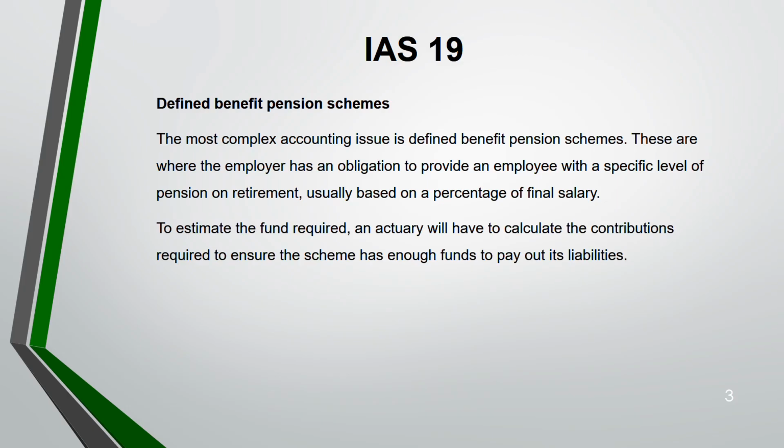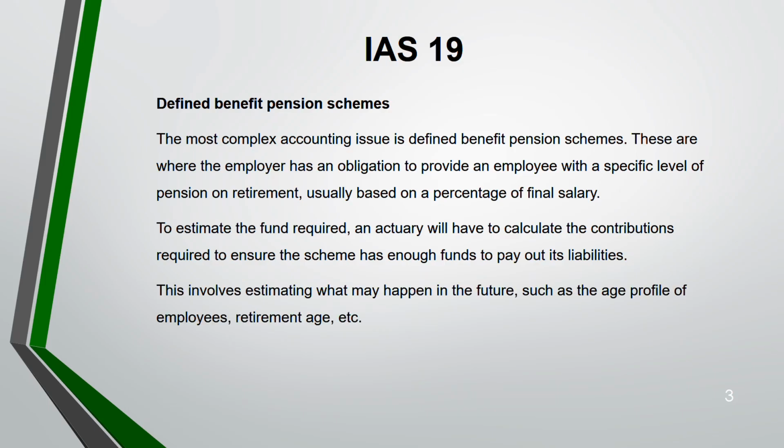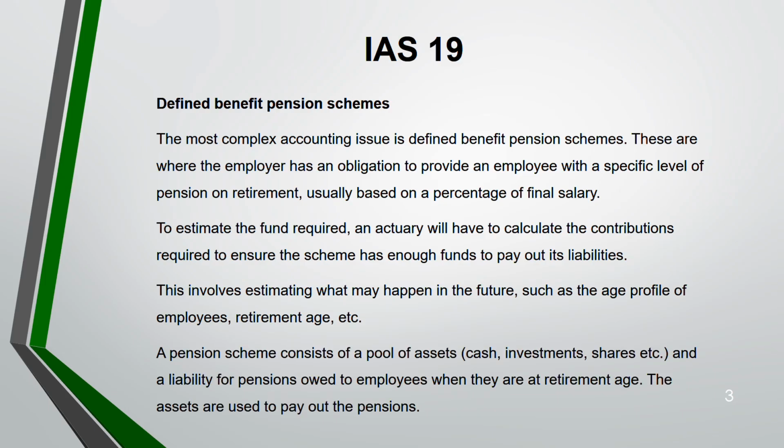To estimate the fund required, an actuary will have to calculate the contribution that is required to ensure that the scheme will have enough funds to pay out its liabilities. This involves estimating what may happen in the future, such as the age profile of employees, retirement age, etc. A pension scheme consists of a pool of assets, could be cash, investments or shares, and a liability for pensions owed to employees when they are at retirement age. The assets are used to pay out the pension.